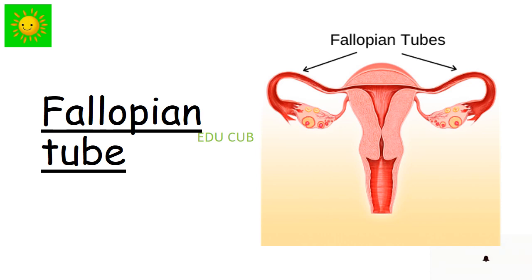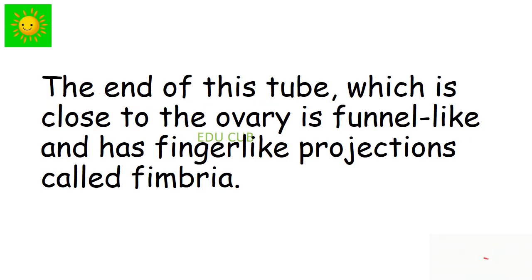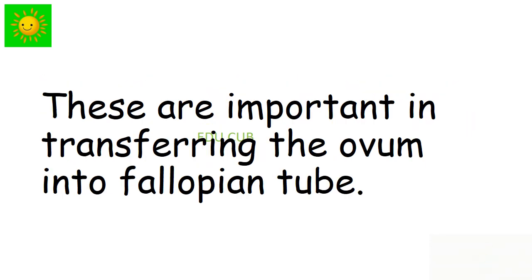Next one, fallopian tube. You can see the fallopian tubes. The ovum that comes out of the ovary enters a long muscular tube called the fallopian tube. The end of this tube, which is close to the ovary, is funnel-like and has finger-like projections called fimbria. These are important in transferring the ovum into the fallopian tube.